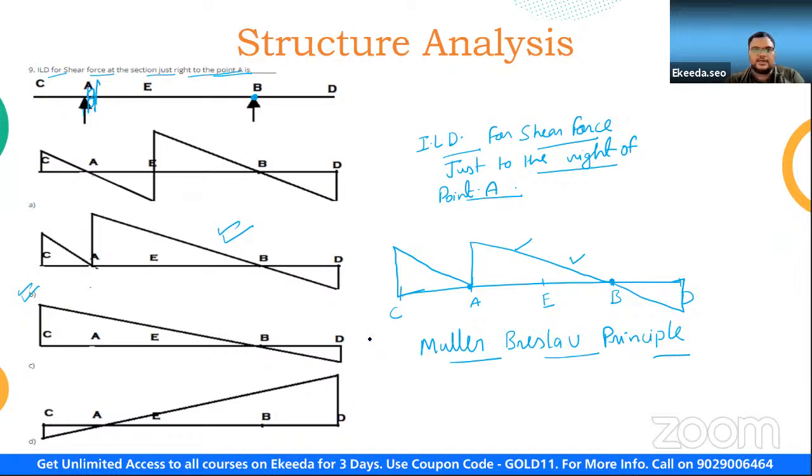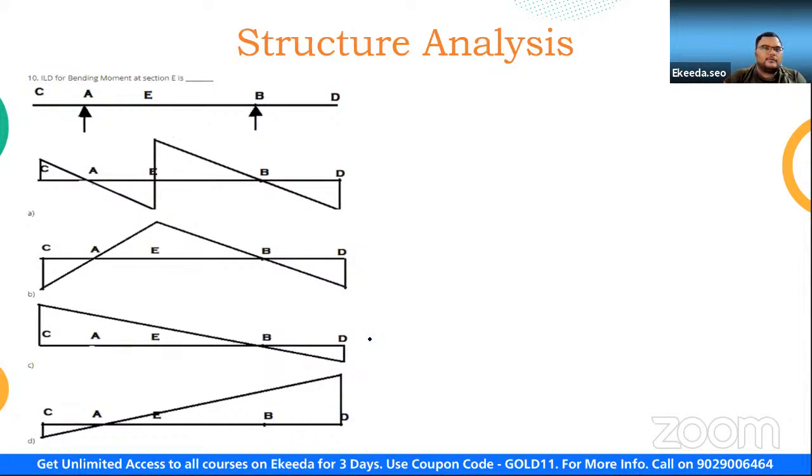So let us see the next question, guys. If anybody has any doubts, please ask. Now see, what we have to determine is the influence line diagram for bending moment at section E. It means at this section, we are going to apply theta here and theta here, right? I have already told you how to draw the ILD for bending moment in a simply supported beam.